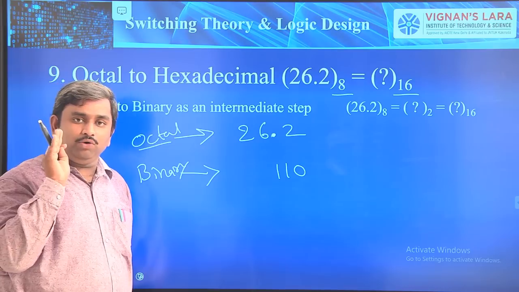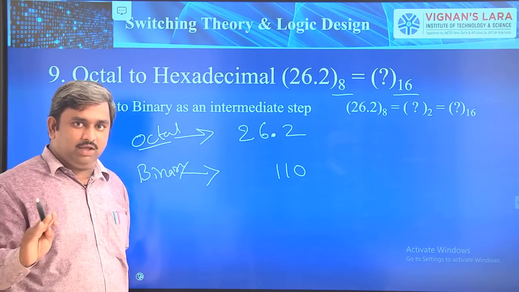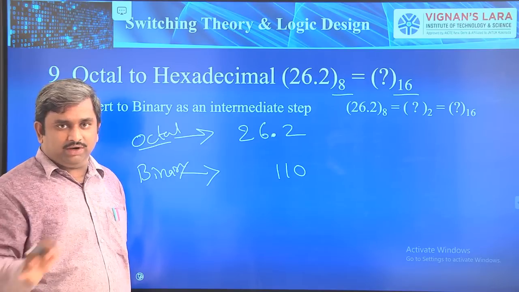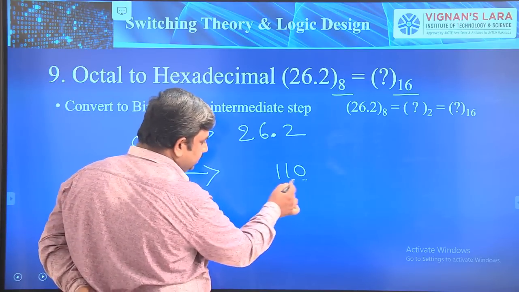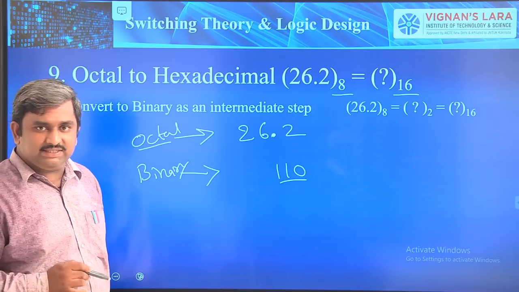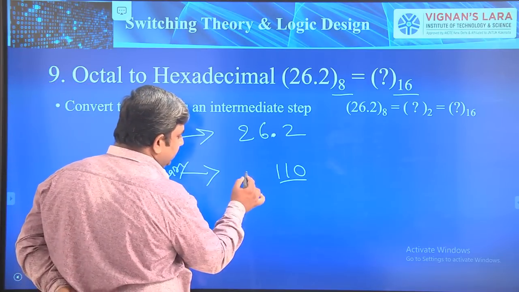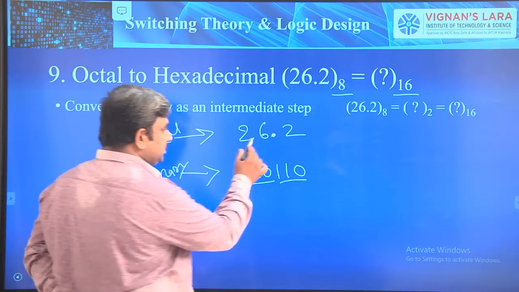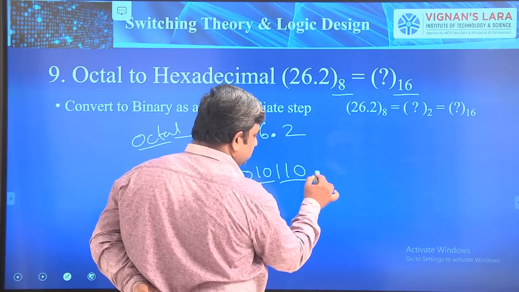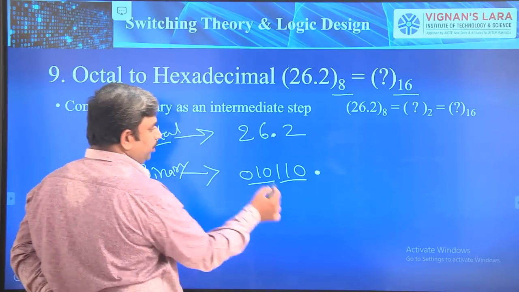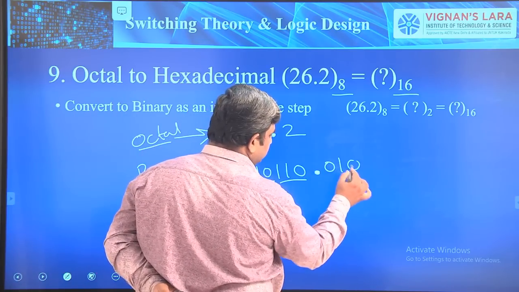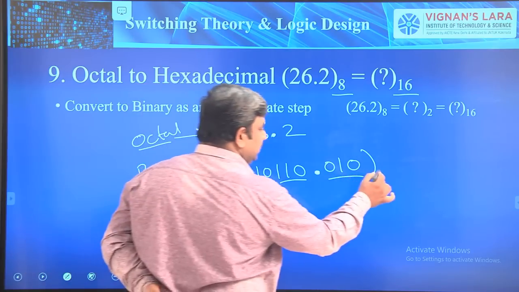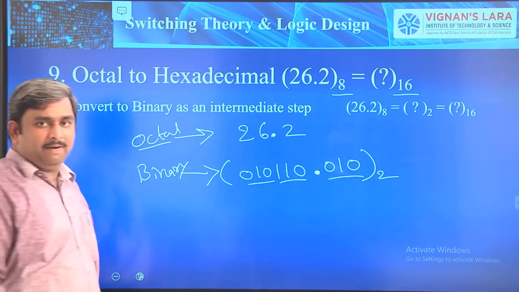So if you want to represent an octal number in binary, you have to use maximum 3 digits only. Don't consider 4 digits. With 3 digits you can represent. So the value of 6 is 110 and 2 is 0, 1, 0. Next is the decimal point. Next 2 is 0, 1, 0. Right? So this is the binary equivalent number.